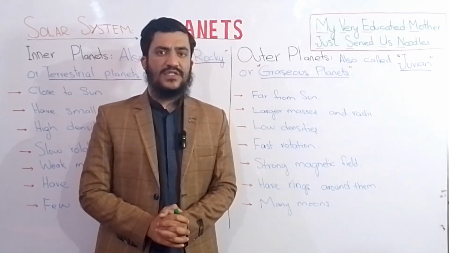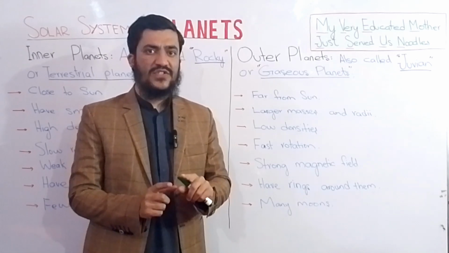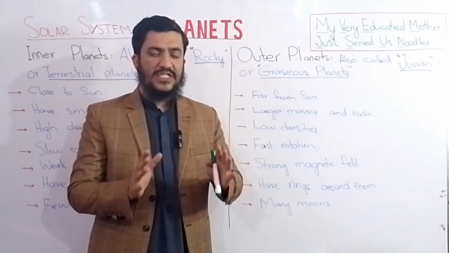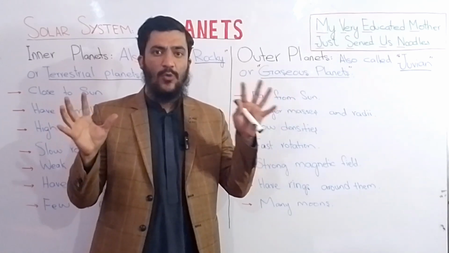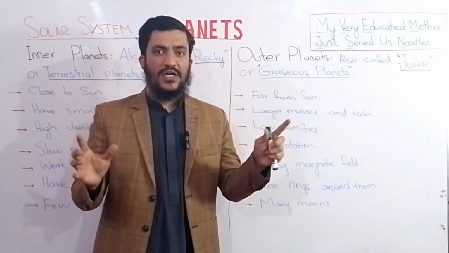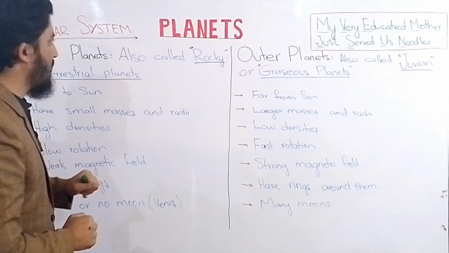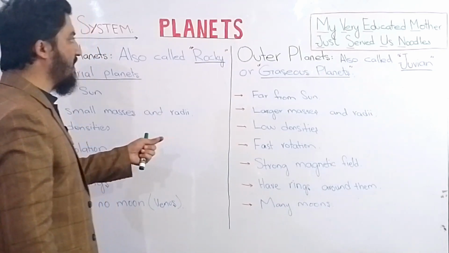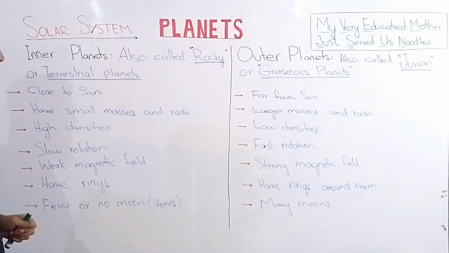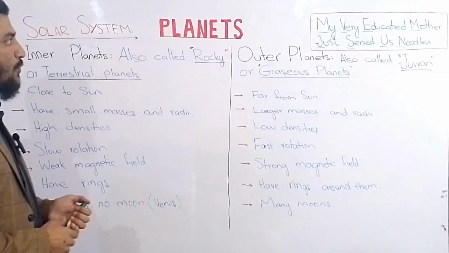Dear students, we have discussed the sun in our previous video, and in this video we have started today's topic, the planets. We'll learn how many planets there are, what they are, and how they are distinguished from each other. Before there were 9 planets, but one was discarded from the list and named a dwarf planet. It was Pluto.